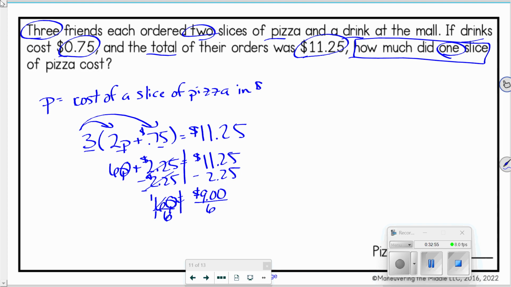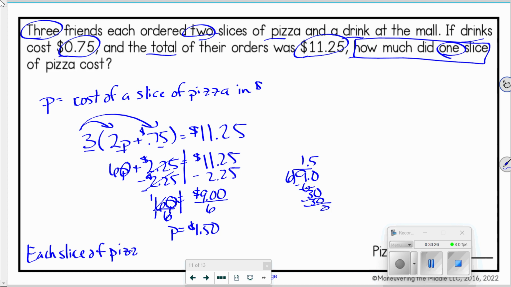So 9 divided by 6, that's going to go 1. Minus 6 gives me 3, so that's going to go 30. So 1 and 5/10. So P equals $1.50. So each slice of pizza costs $1.50. Because we always answer our word problems in a full sentence, yes?